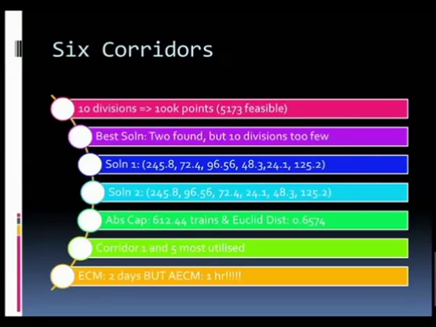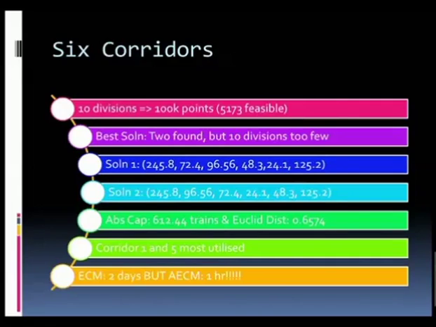So that's the 4 train competition problem. So now moving on to a bigger problem, the 6 corridor one. More dimensions means that you have to have less divisions because of the state space explosion. So this is a case where you have 100,000 points, but only 5,000 of them are actually feasible. So with 10 divisions, there were 2 solutions which were best, but if I could go to more divisions, then maybe there is a single solution which is best. So I don't really know. So the conclusion here is that 10 divisions is too few.